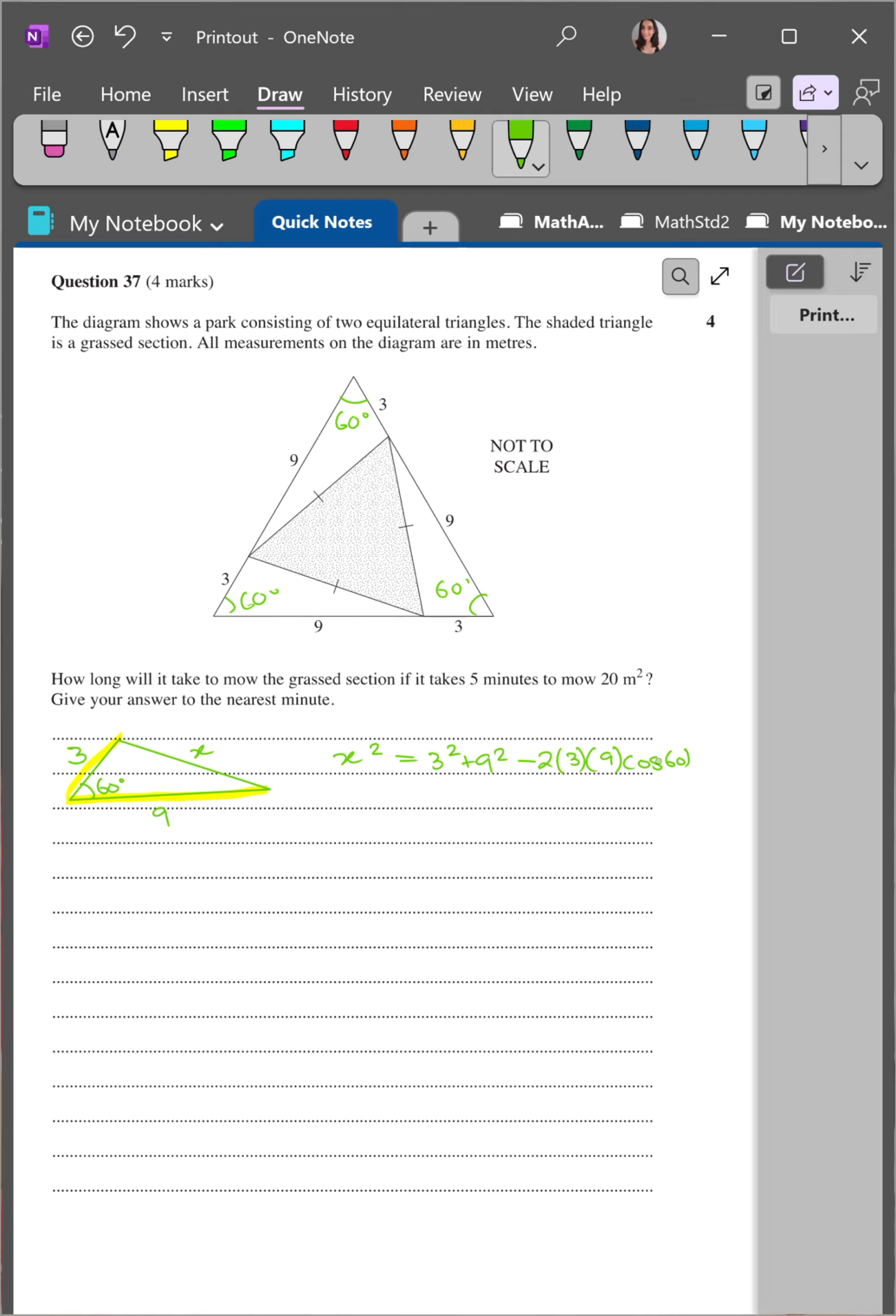If we simplify this, 3 squared plus 9 squared equals 90, minus the rest here, which equals 27, which equals 63. And therefore, if we square root this, x is going to be the square root of 63. So this side here is the square root of 63.